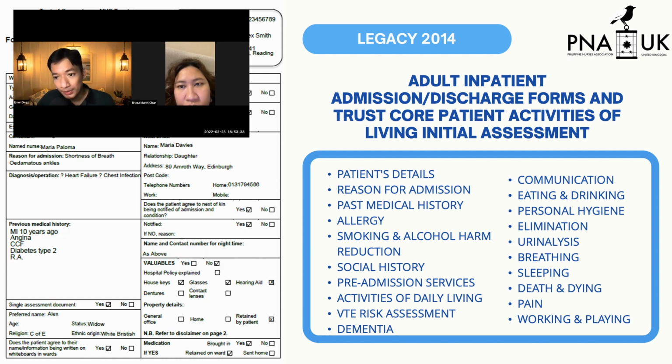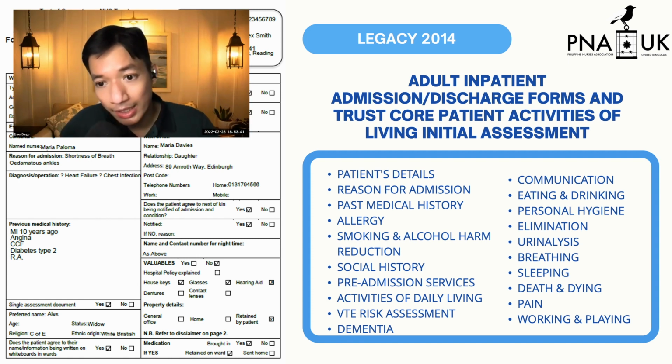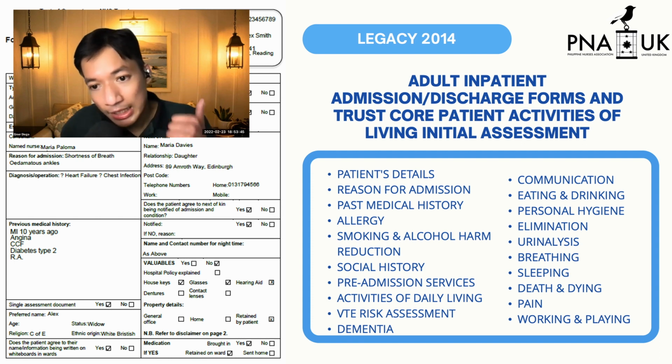Next is personal hygiene. Of course, that's self-explanatory. Elimination. So elimination is one of the important parts of the admission booklet. Why? It talks about if the patient has problems with urination, or if the patient has problems with their bowel movement, if they're constipated, or if they have any loose bowel movement. That information will be placed on this section of the document.